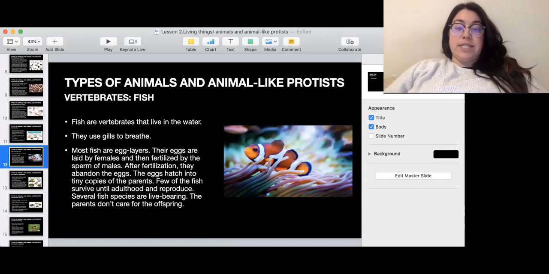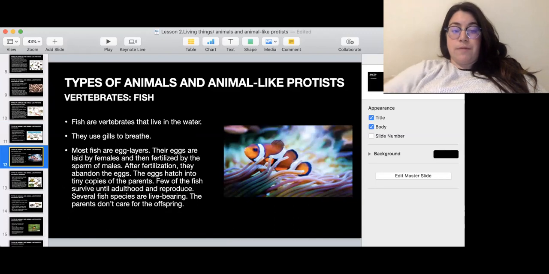Okay, so for the first type of vertebrates, we have fish. Fish are vertebrates that live in the water, and they use gills to breathe, right? Remember that thing that they had in their necks? Most fish are egg layers. Their eggs are laid by females and then fertilized by the sperm of males. After fertilization, they abandon the eggs. They are not really good parents.